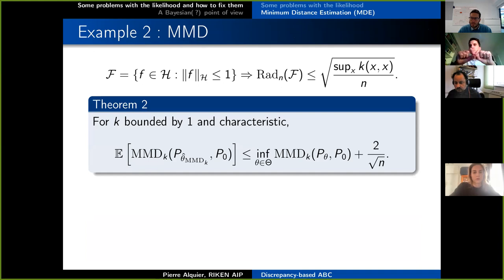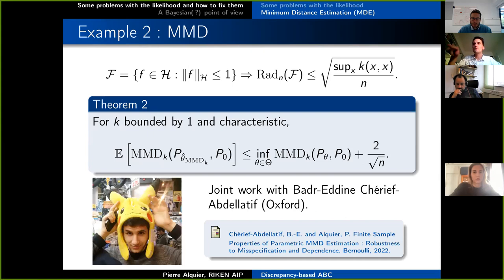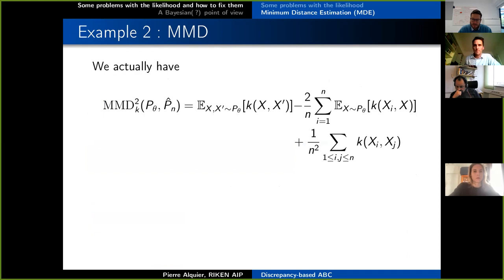Okay, and a refined proof that does not rely on Rademacher complexity, but that is much simpler, is in a paper that we did with a former PhD student, Badreddine Chérief-Abdellatif. Here is a photo of him when he visited me in Tokyo before the pandemic, actually. It explains that MMD is a nice choice for robustness in parametric estimation. I have two very quick remarks. I can go fast on this, so that I can reach the Bayesian part.